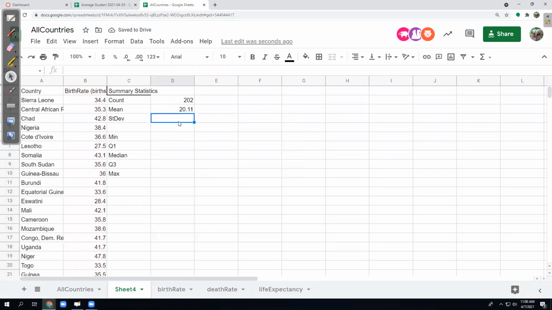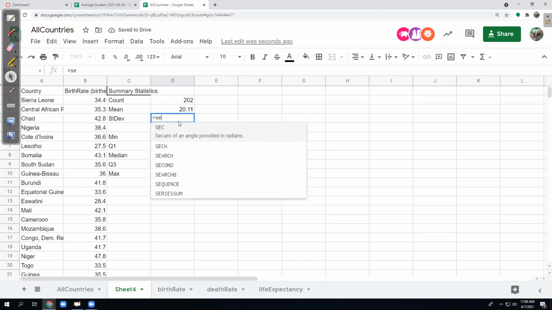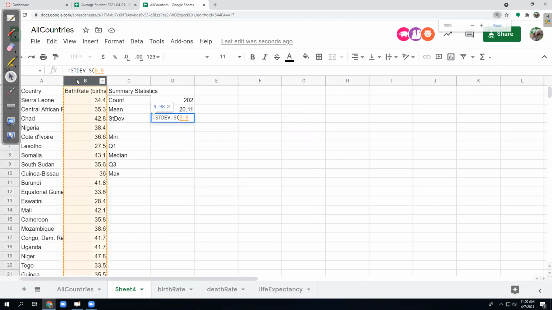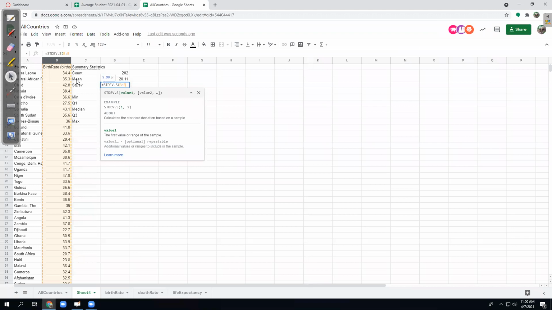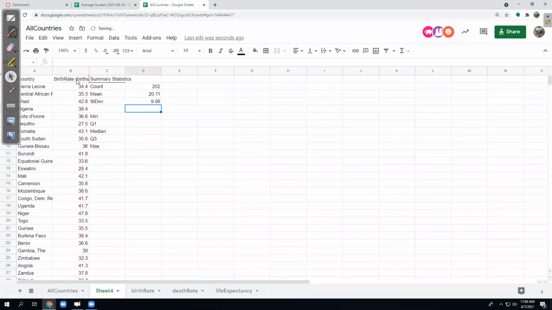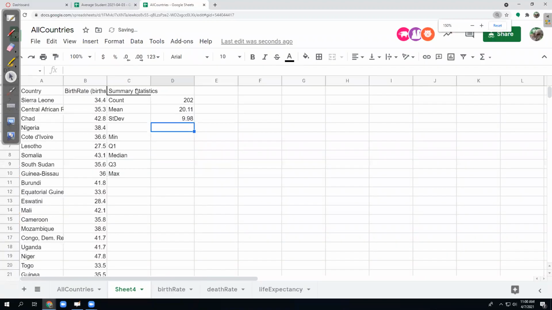Standard deviation, STDEV.S for sample is the one we want there. It's very important you get the right one, otherwise you won't get the same number. Let me change the view.